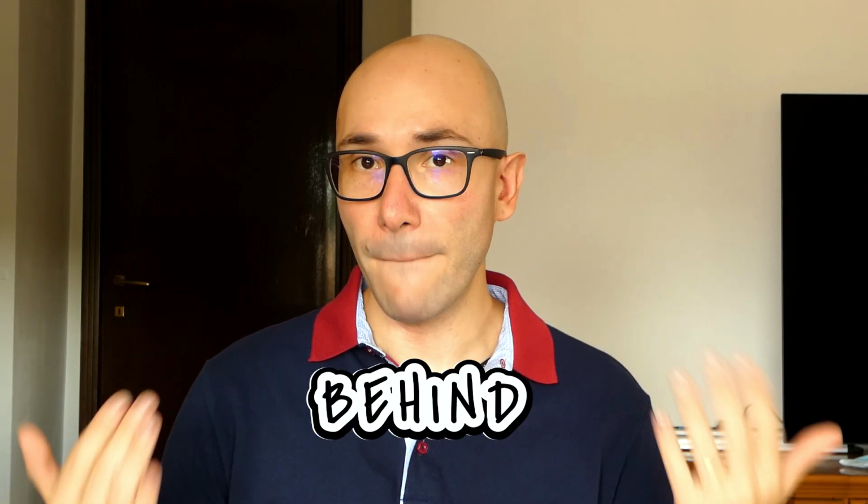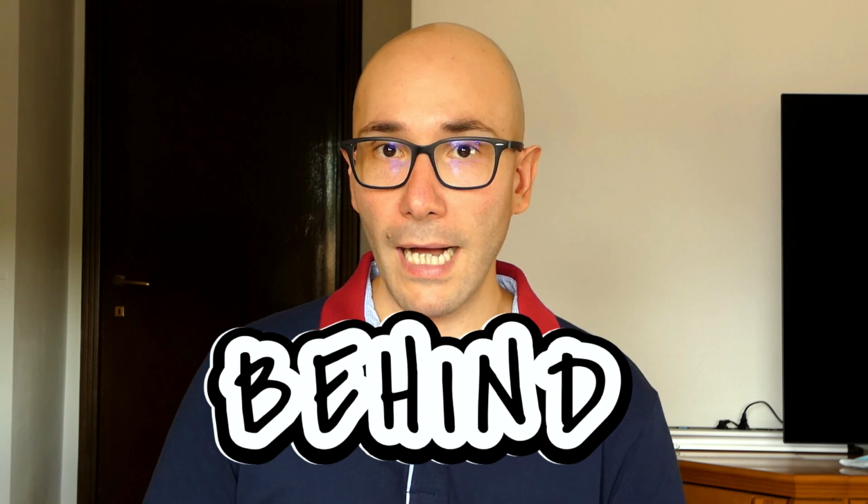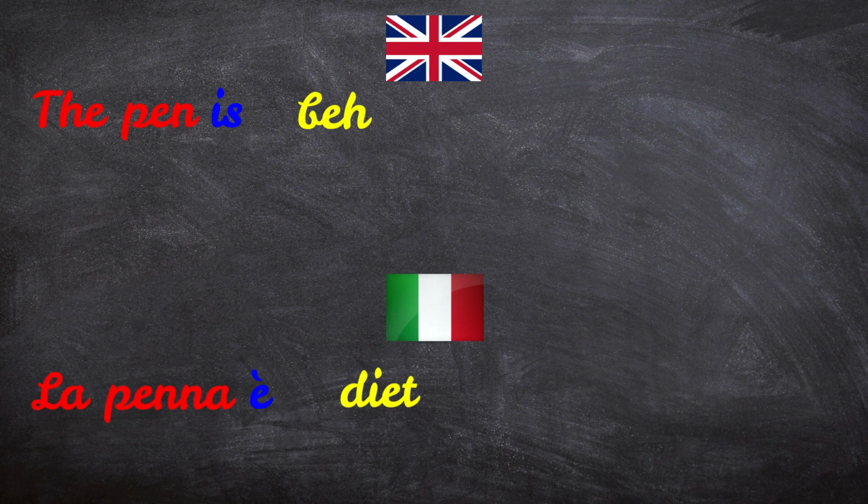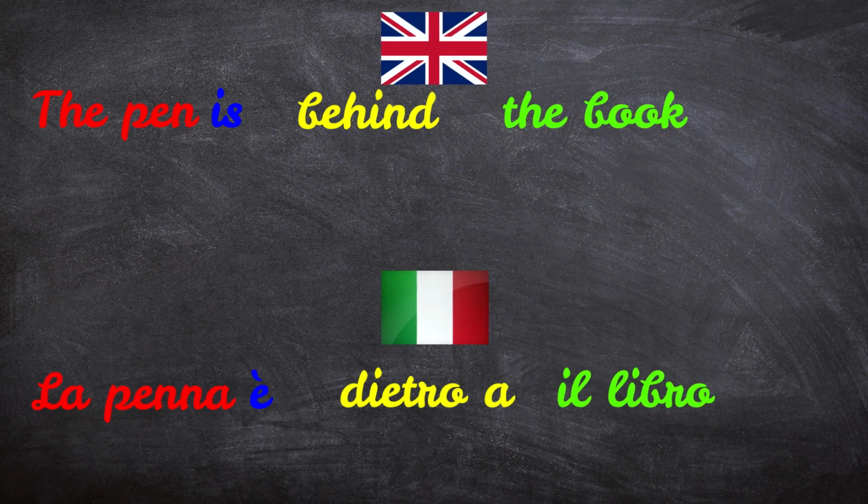Moving on, the fourth location word is behind, dietro. Behind is not framed between any prepositions, while in Italian you need one simple preposition to link dietro, behind, with the object complement. A practical example is the following. The pen is behind the book. La penna è dietro a il libro.